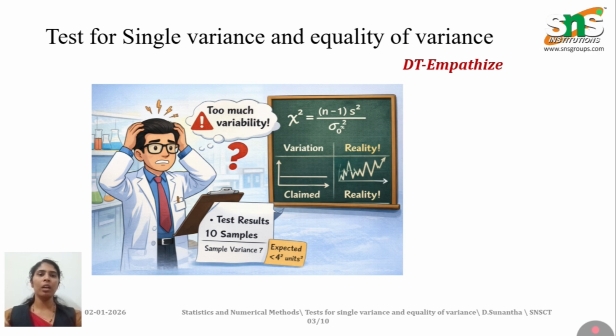Here is the test for single variance and equality of variance. So why do we have to use this F-test? Because of too much variability. What is variance actually? Variance is how much the values vary on average from the mean value. How the first one varies from the second one is what we are going to see here.